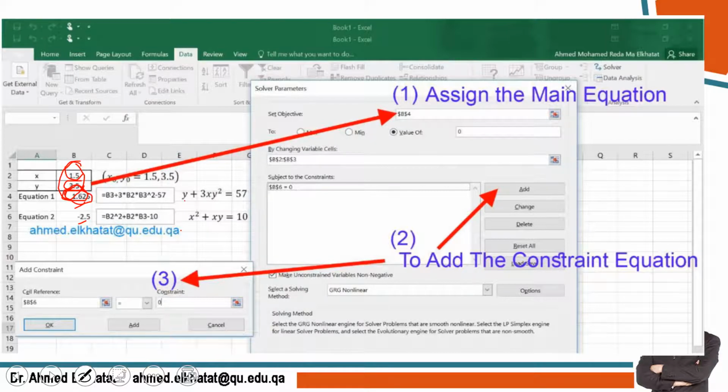So what we should do is add a constraint equation. When you add the constraint, we choose which cell: it will be B6, this equation. We add this equation as a constraint and make it equal 0. So Solver will change the variables while keeping this equation at 0, and then solve. By this we can find the solution of the roots.